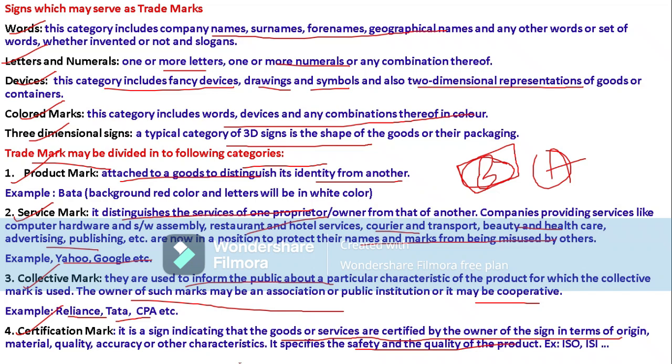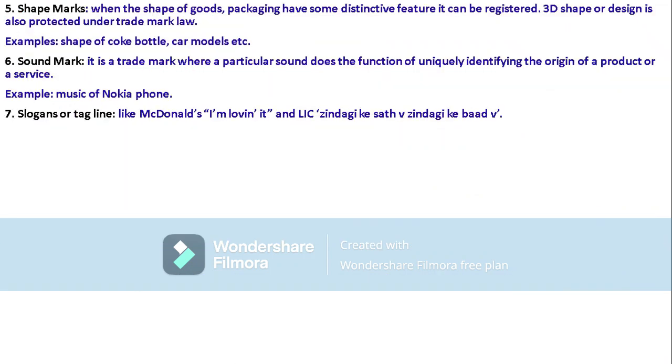Another one is shape marks. Shape marks mean that when the shape of goods or packaging has some distinctive feature, it can be registered under shape marks. If the product has a different feature regarding the packaging, for example, it can be registered under shape marks. So 3D shape or design is also protected under trademark law.